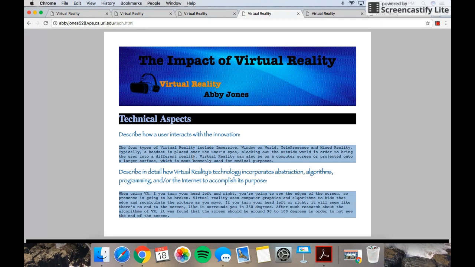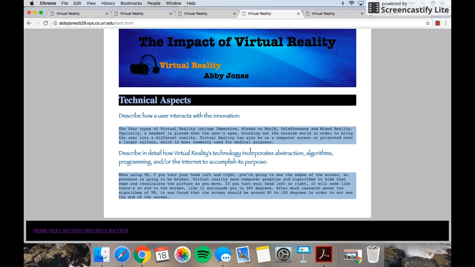And virtual reality can also be used on a computer screen or projected onto a larger surface, which is most commonly used for medical purposes or purposes such as that. The next question I had to answer was to describe how virtual reality's technology incorporates abstraction, algorithms, programming, and the internet to accomplish its purpose.